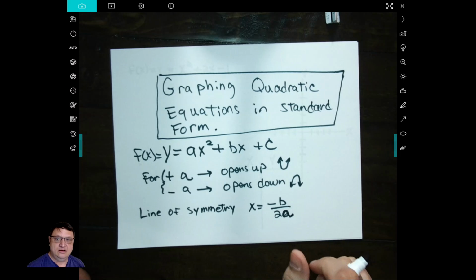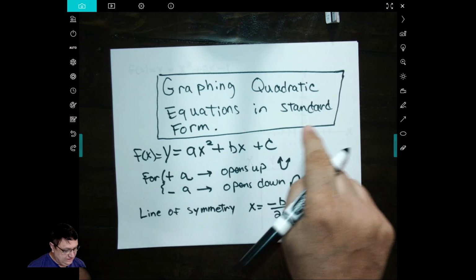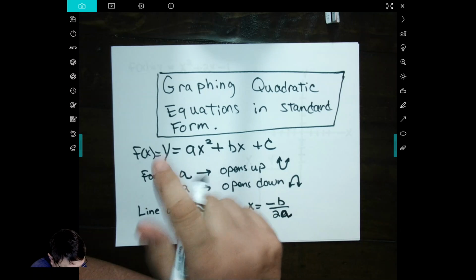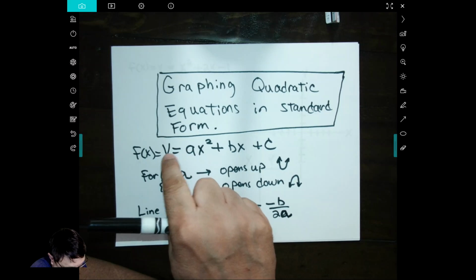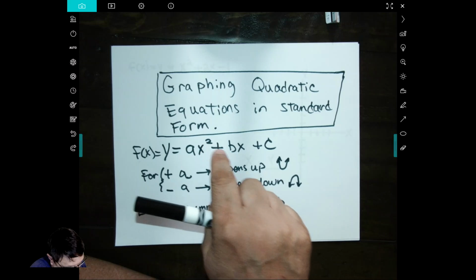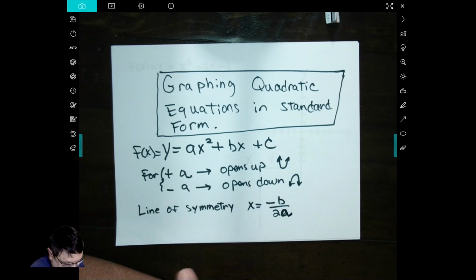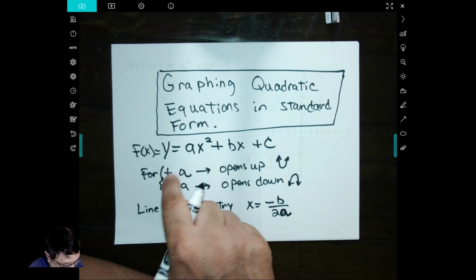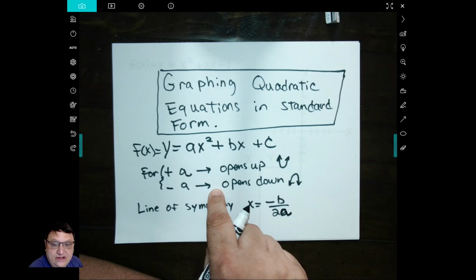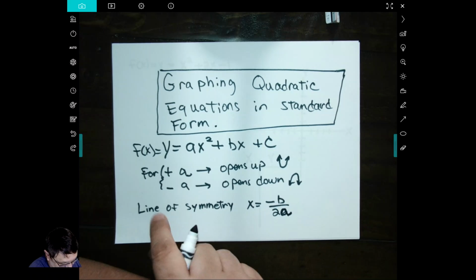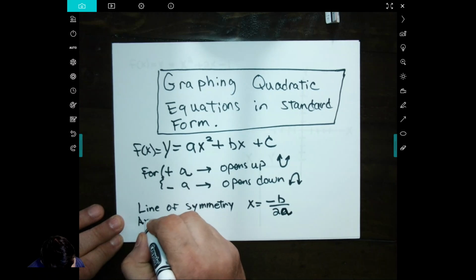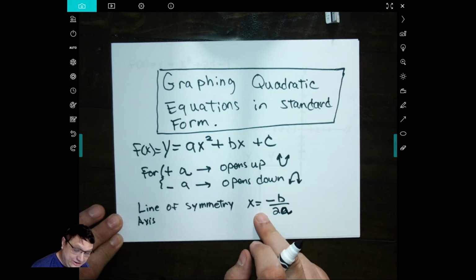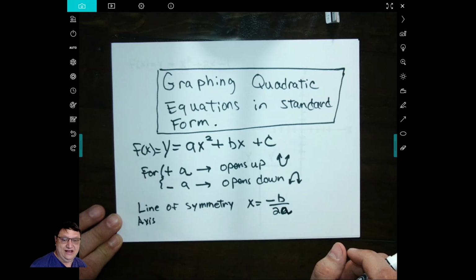Welcome back. We're going to be graphing quadratic equations in standard form in this lesson. If you remember, the standard form equation of a parabola is y equals ax squared plus bx plus c. A parabola opens up when the a coefficient is positive and it opens down when the a coefficient is negative. The line, or axis, or line of symmetry is located at x equals minus b over 2a.